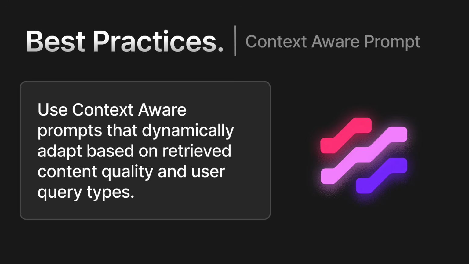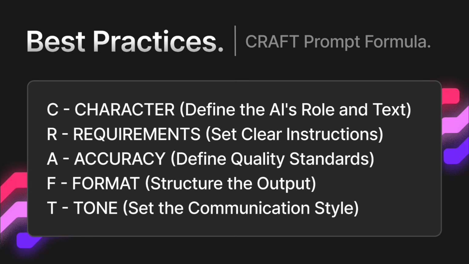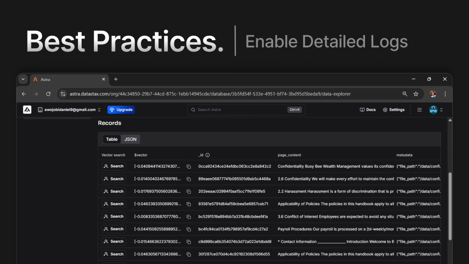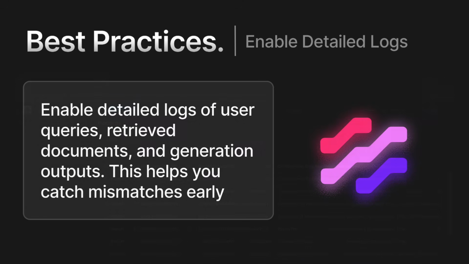Use context-aware prompts that dynamically adapt based on retrieved content quality and user query types. So here is a simple formula that you can implement, the CRAFT formula. It is displayed on the screen. Enable detailed logs of users' queries, retrieved documents, and generation outputs. This helps to catch mismatches very early.